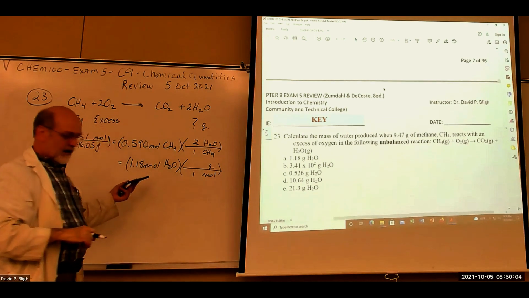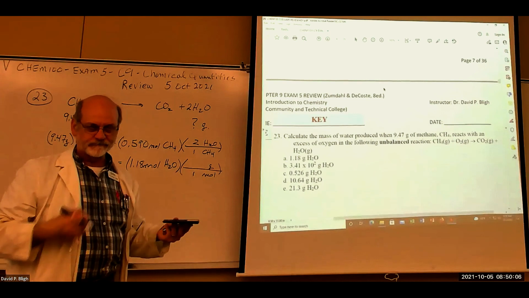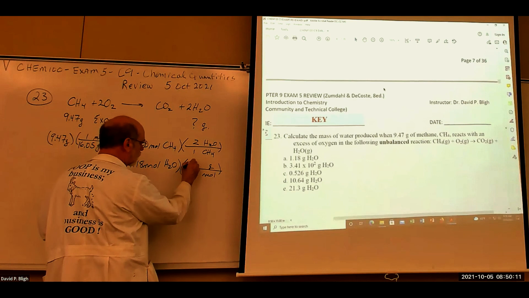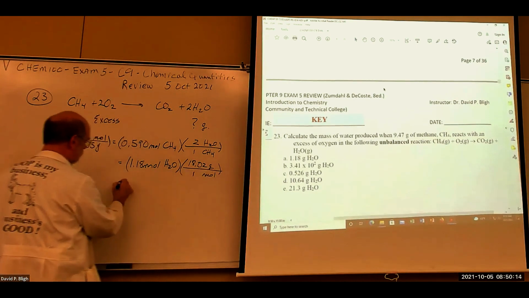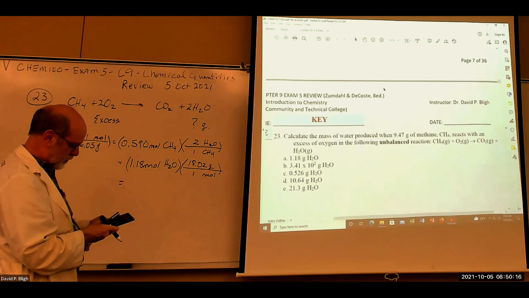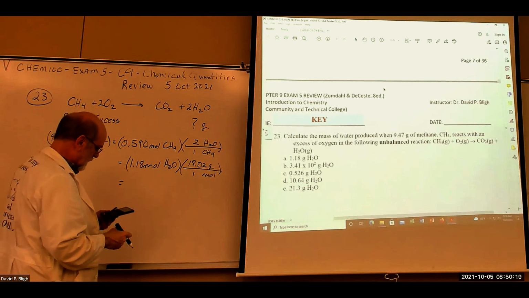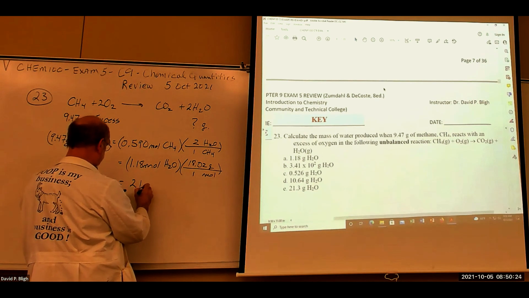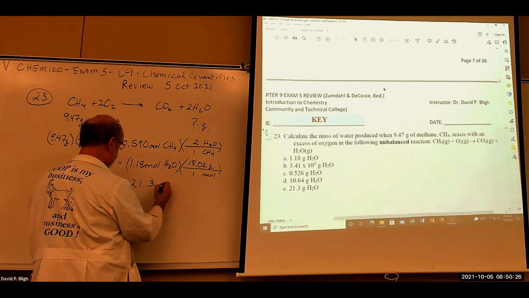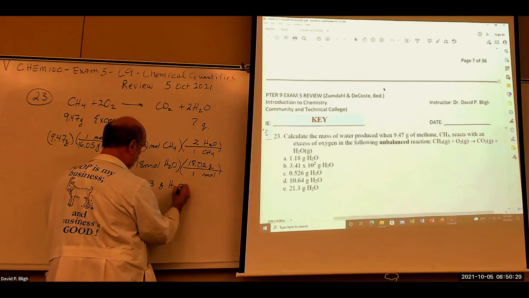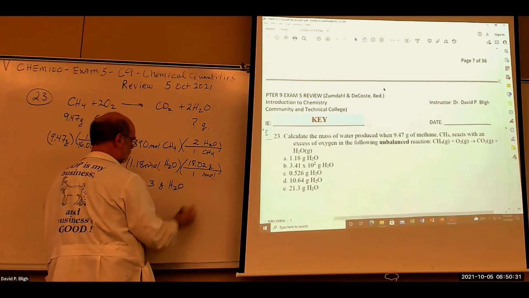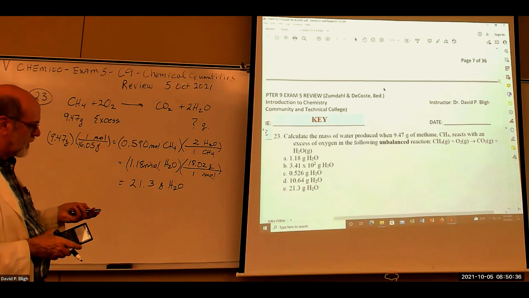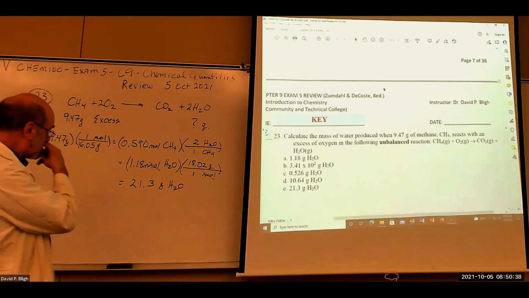What's the molar mass of water? We've done that several times. Add them up, you get 18.02. So 18.02 times that value, and I get, to 3 significant figures, 21.3 grams of water. Right here, 21.3 grams.